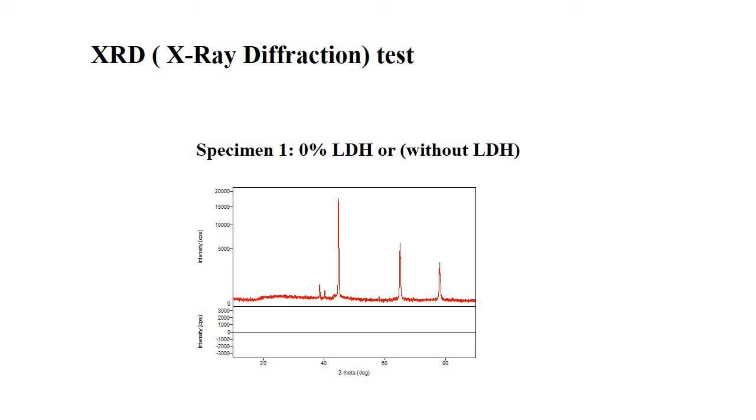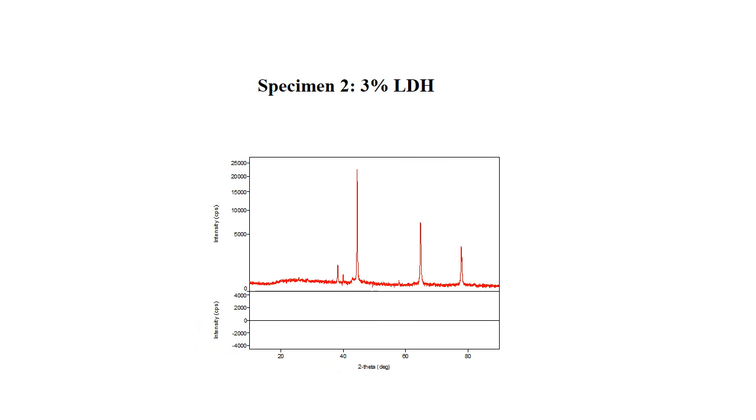This is the XRD test, which is not very successful because of the amorphous nature of glass fiber, which cannot come under X-ray. The aluminum peaks are clearly seen, but other peaks are not so visible.